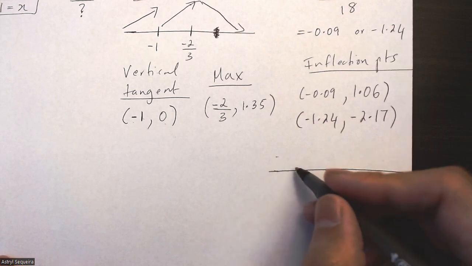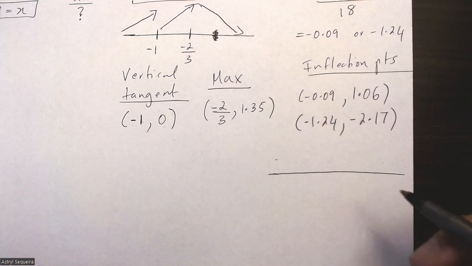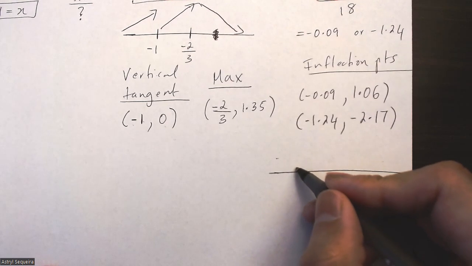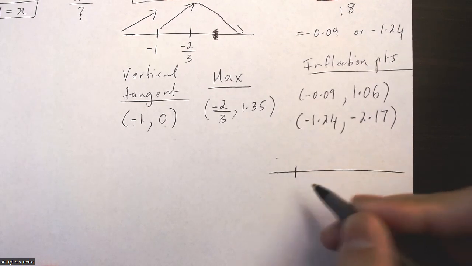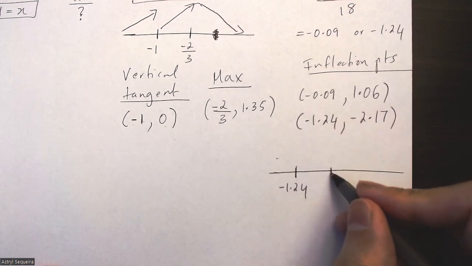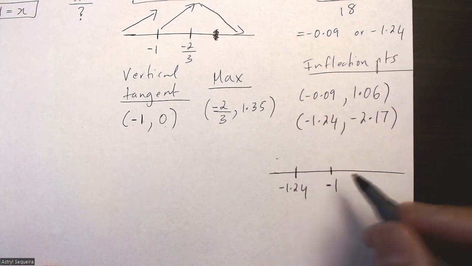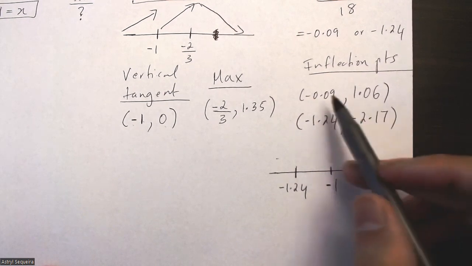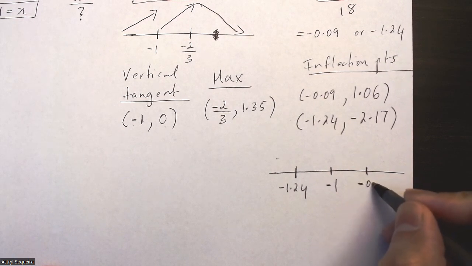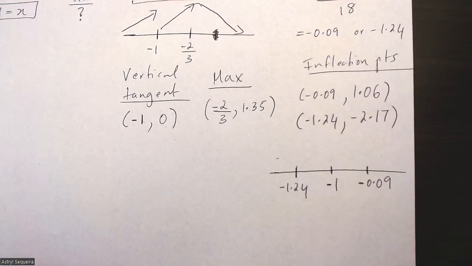Then I can find my intervals of concave up and concave down. So remember that we have to put vertical asymptotes, inflection points, and also edge points and vertical tangents if they exist in this. So I'm going to start with negative 1.24, my lowest inflection point. I'm going to go to negative 1, which is my vertical tangent. And then I'm going to go to my negative 0.09, which is my second inflection point.